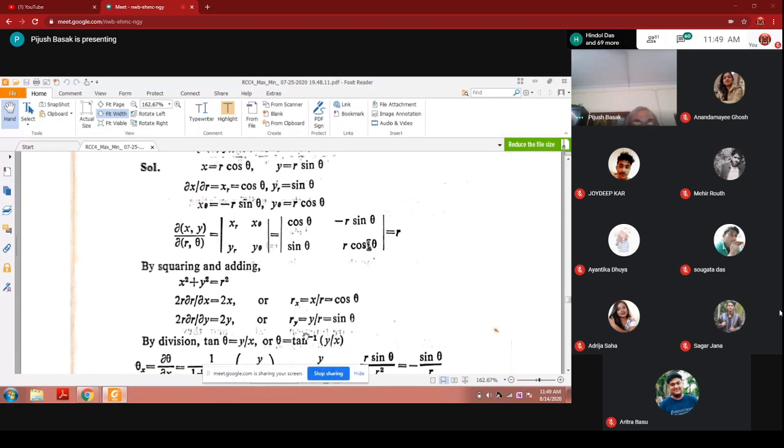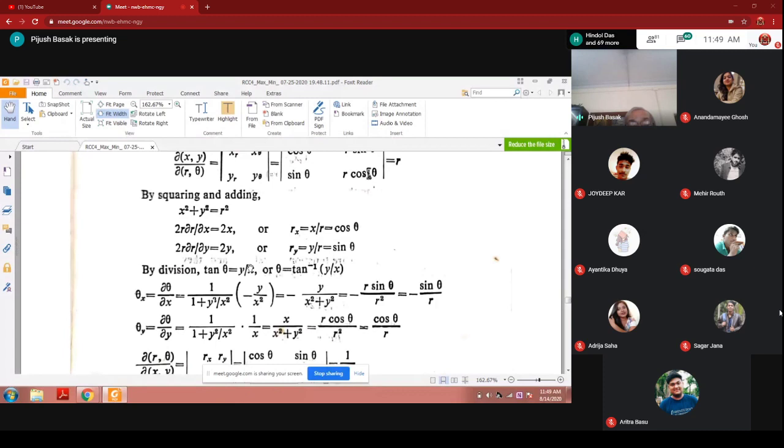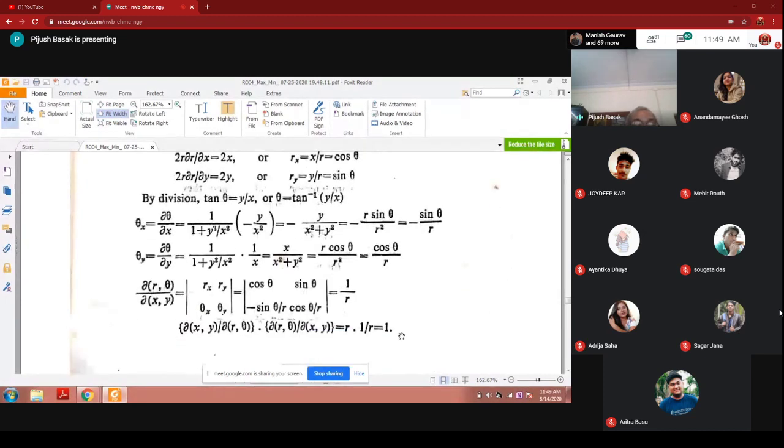By division, we get tan theta is equal to y by x, or theta is equal to tan inverse of y by x. That means del theta del x, we find after calculation, is minus sin theta by r, and del theta del y is found to be cos theta by r. So the Jacobian, that is del r theta del x y, is found to be 1 by r. To multiply these two, we get r into 1 by r, so this is equal to 1.